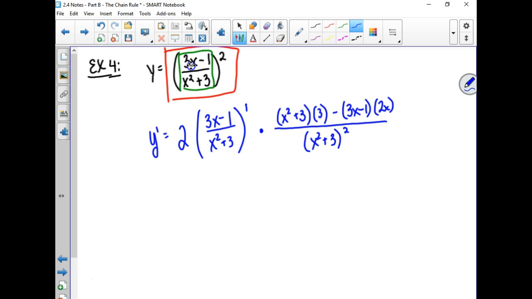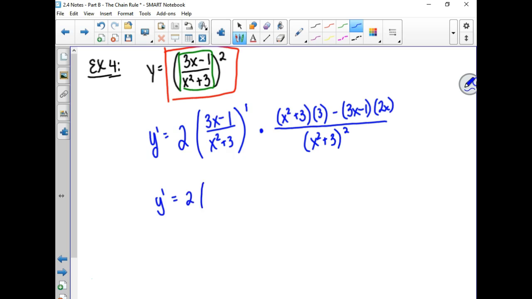Okay, any questions so far? All right, now I would keep this stuff out front separate for a little while, because you'll notice you've got the same denominator here, so eventually we're going to combine those. But for right now, let's leave it alone and let's just clean up what we've got in this numerator right here.